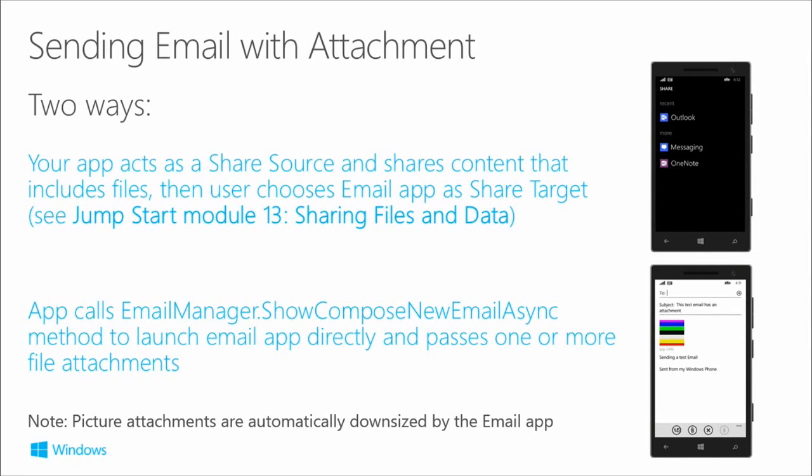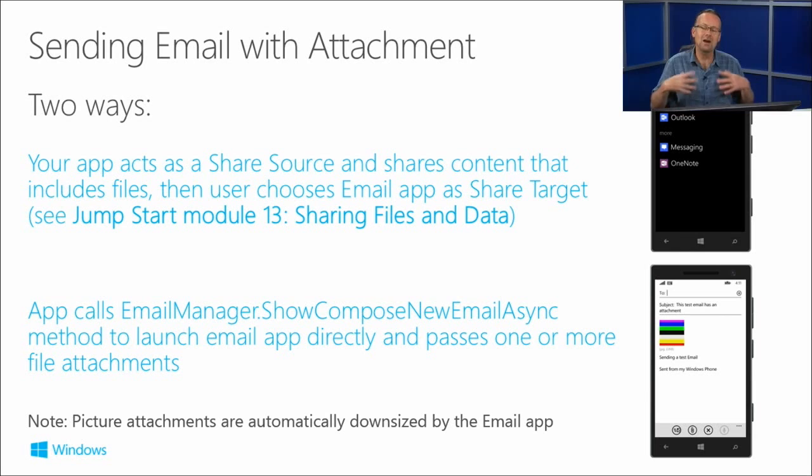Yesterday we talked about being a sharing source, and we talked about how you can share files. A sharing source doesn't know who the share target is. That's up to the user. They select who to share with. So your app just shares some stuff out, and it could share simple text, but it can also share files. This is the share picker UI that the shell puts up when your app is asked to share something, like the top picture on the right there.